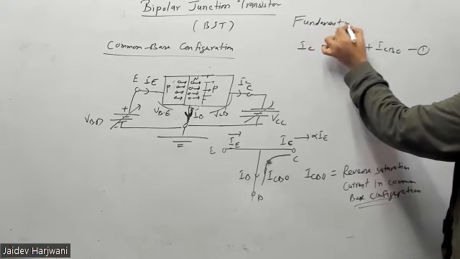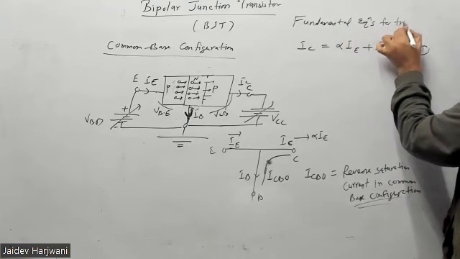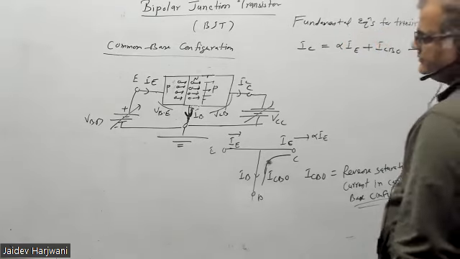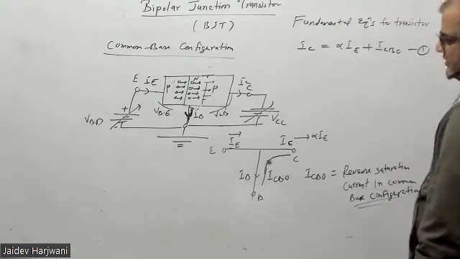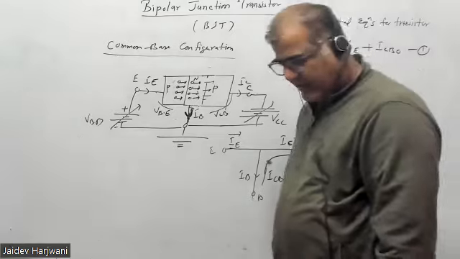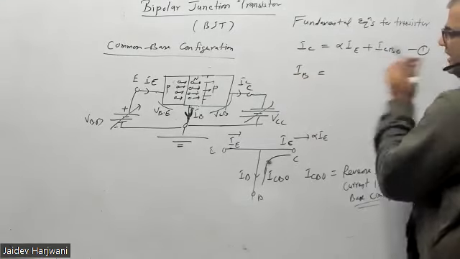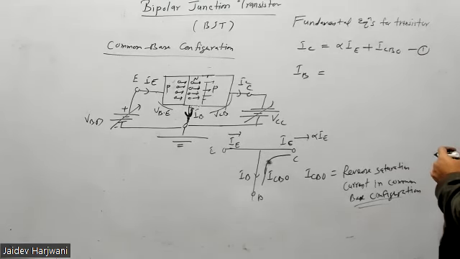Fundamental equations for transistor. Okay. Now what is the other thing? What can I write? I can write IB. IB is coming from which current?